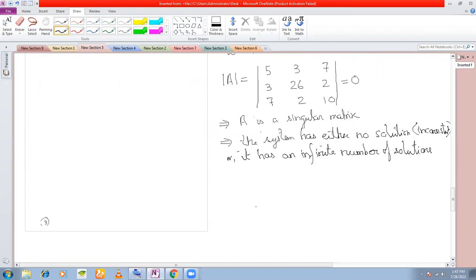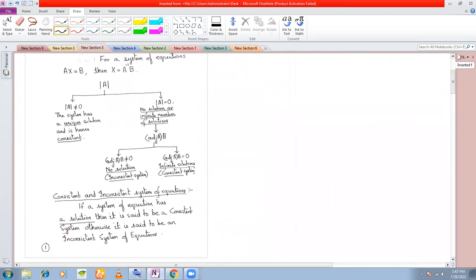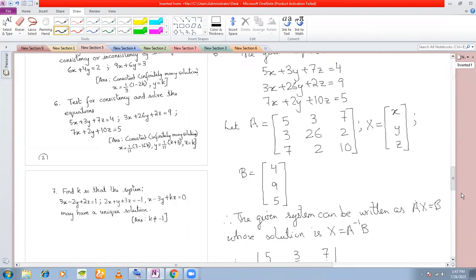Okay. So what was the condition here? In the chart, if determinant value of A is equal to 0, so I've already written this, that is it has either no solution or it has an infinite number of solutions. That means now we check whether adjoint of A into B is non-zero or adjoint of A into B is equal to 0. We proceed to find the adjoint.